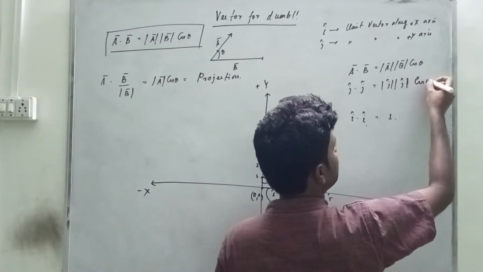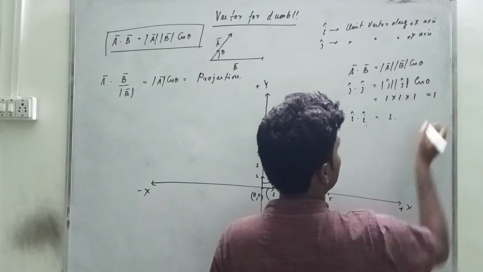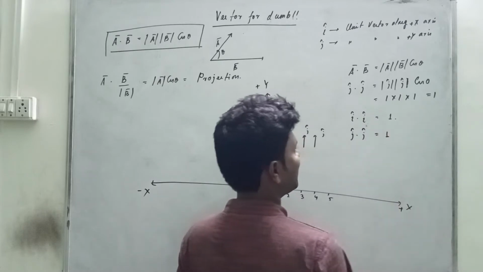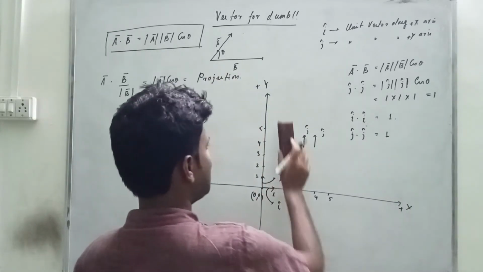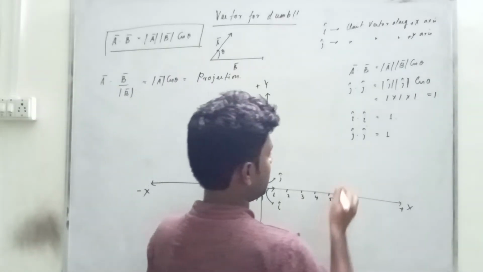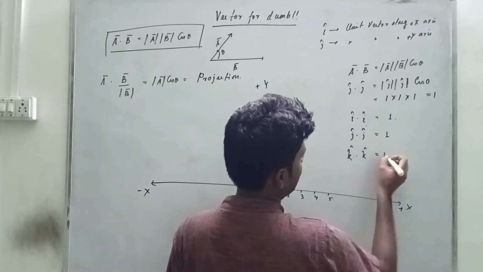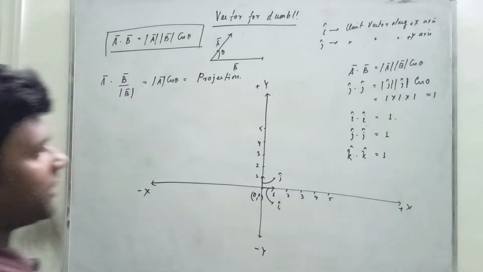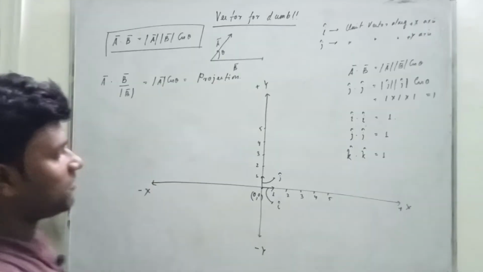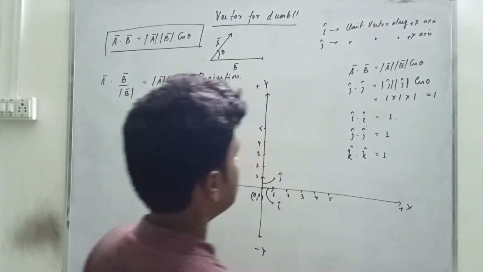So obviously cos 0 here, and the 1 into 1, cos 0 means 1, so this goes to 1. The other finding: j cap dot j cap is 1, okay? And by our intuition, k cap dot k cap goes to 1, right? So i cap dot i cap means 1, j cap dot j cap means 1, and k cap dot k cap goes to 1. It's a very special thing here.